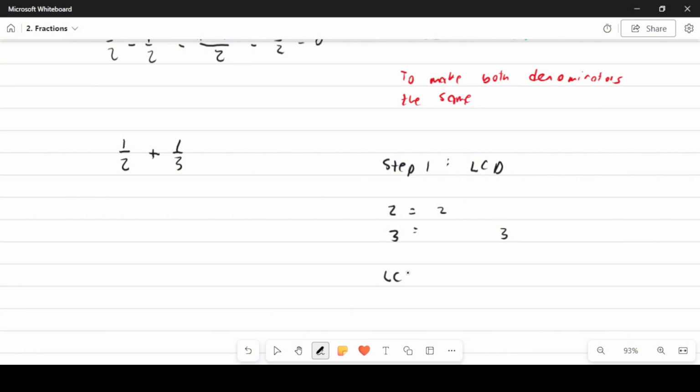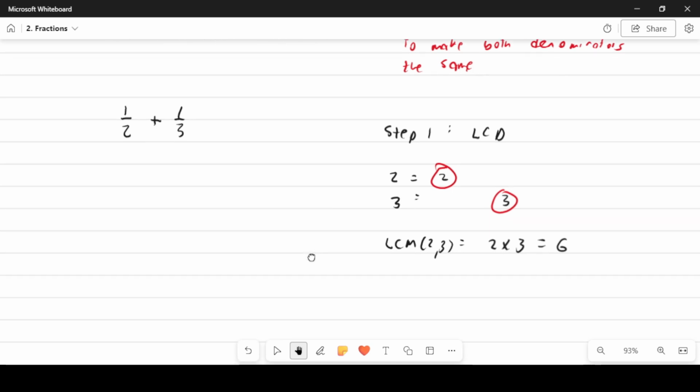To find the LCM, what do we do? The LCM between 2 and 3 is found, or the LCM between any two numbers is found by multiplying the shared factors by the unshared factors. In this case, we have no shared factors, but we do have unshared factors, which will be the 2 and the 3, because it stands on its own. So therefore, it will just be 2 times 3, which is equal to 6. So that is the LCM between 2 and 3. In other words, what we're saying is that the LCD is equal to 6.